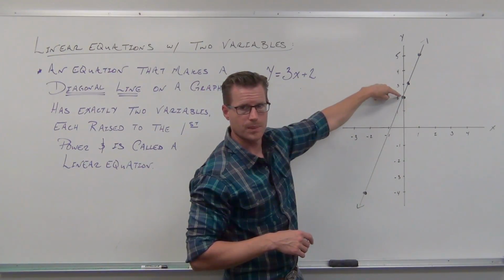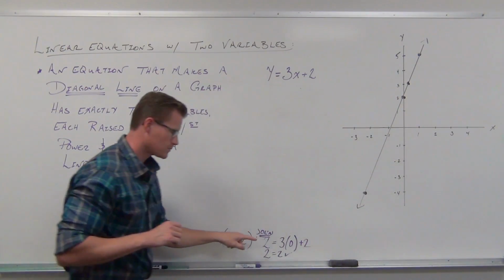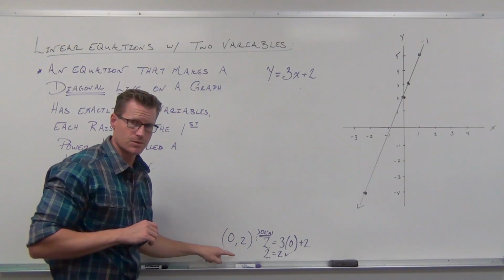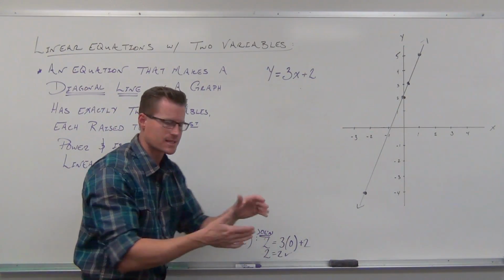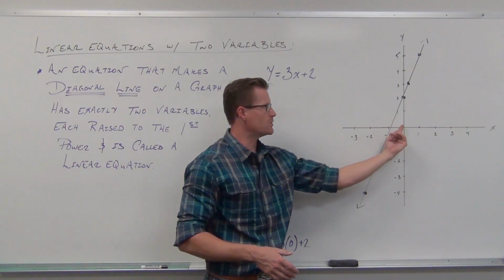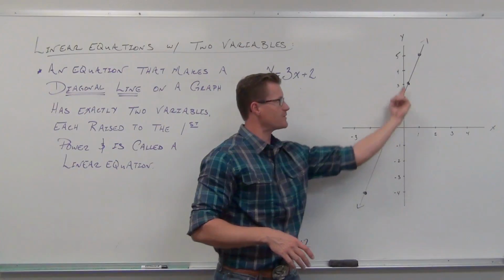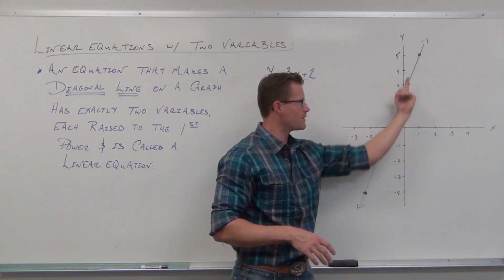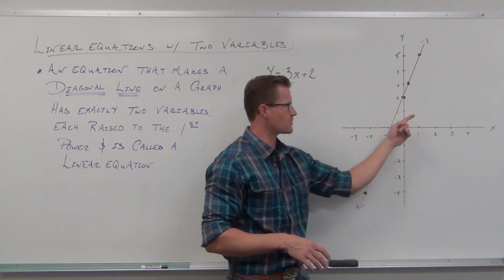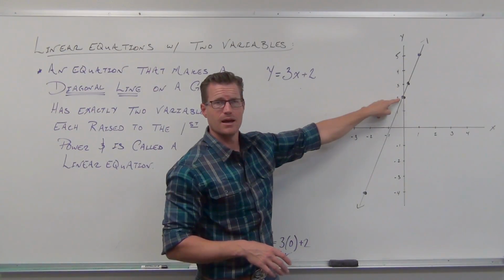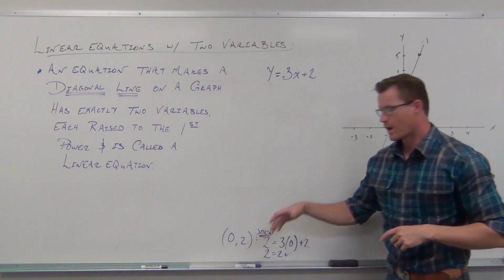Now, that point was this, wasn't it? That's 0, 2. It's not a big surprise that point has a y value of 2, but it has an x value of 0. Everything on the y-axis has an x value of 0. That point has an x coordinate of 0, y coordinate of 2.